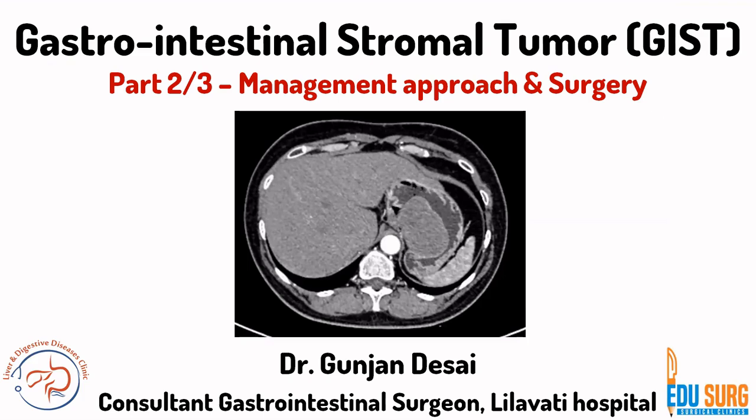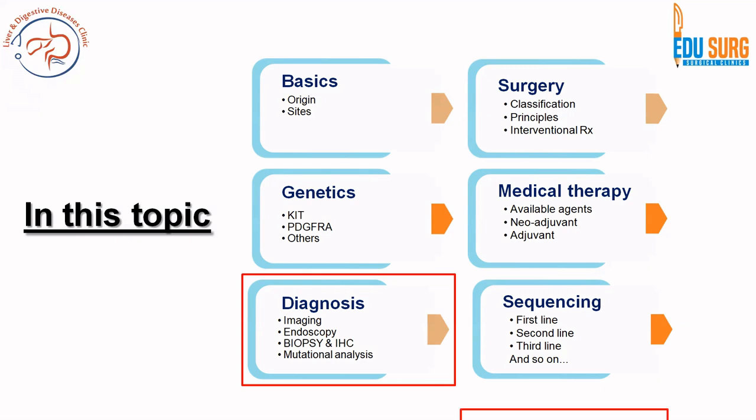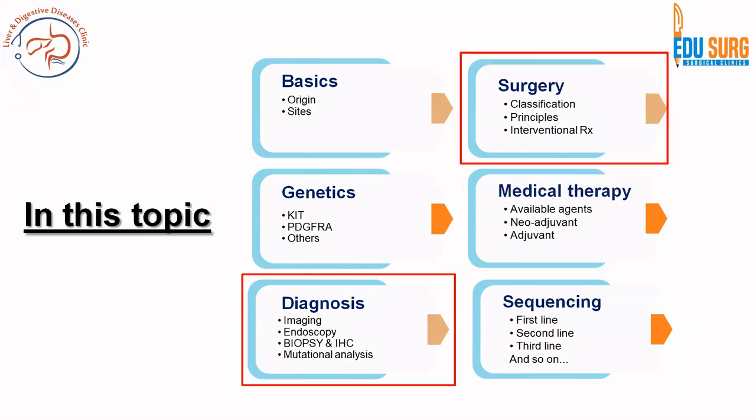I am Dr. Gunjan Desai and we continue our series on gastrointestinal stromal tumor. This is part 2 of this short series. We'll see the clinical presentation, the diagnosis, the various tests that are involved in diagnosis: imaging, endoscopy, endoscopic ultrasound, the role of biopsy and immunohistochemistry, and NGS, that is mutational analysis. And then we will see the classification for surgery, especially for gastric GIST, the principles of surgery, and the medical therapy and sequencing we will see in the next part.